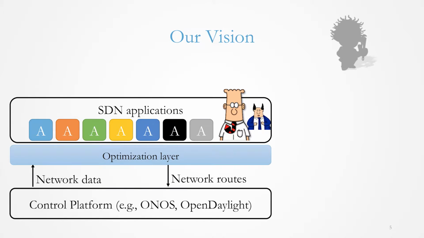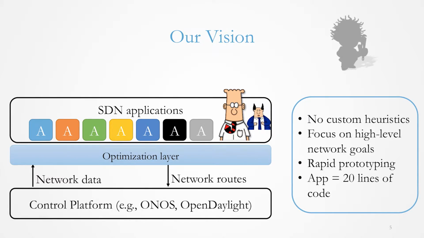We'd like to introduce an optimization layer. It's a layer that runs on top of your control platform and kind of hides all this theory stuff. So all the theory and fancy stuff is sandwiched in the optimization layer, which exposes a much simpler API to the engineer who's writing the application.